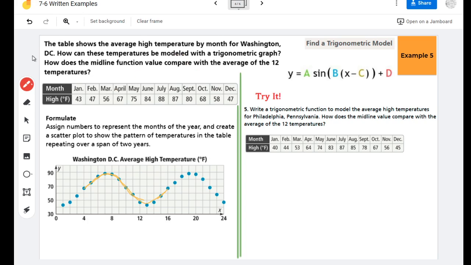So the first thing that we want is our amplitude, right? We want our A value. So to figure out our A value, what we need to do is know what our maximum is and what our minimum is. So I'm looking at my table of values. 88 looks like the biggest. There's a max. And 43 looks like my minimum. Alright, so to find my amplitude, I'm just going to take the maximum, subtract the minimum, and divide it by 2. Okay?